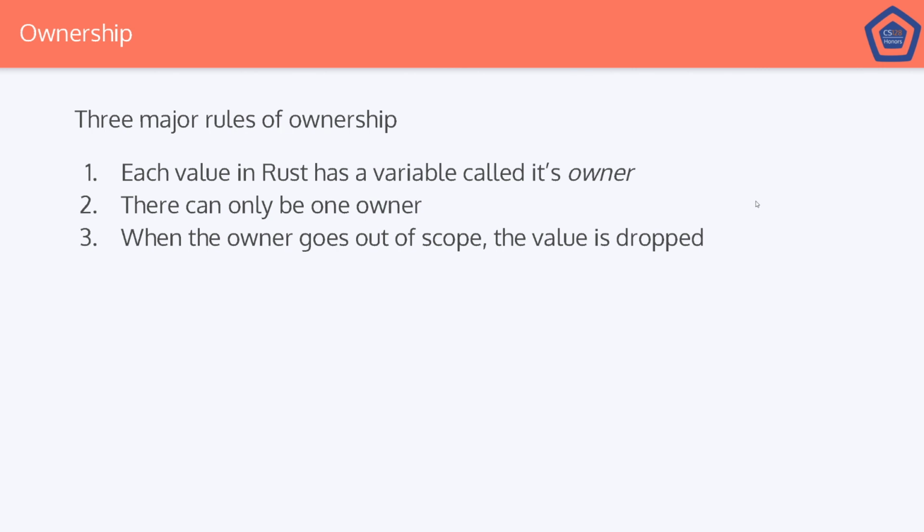Okay, so let me introduce the three major rules of ownership. First, each value in Rust has a variable called its owner. So say we have some value here, maybe a string. If we have let x equal hello, x is the owner of the hello data. There can only ever be one owner. So, we'll get to this example later, but x is the only owner of this data. There can never be multiple owners.